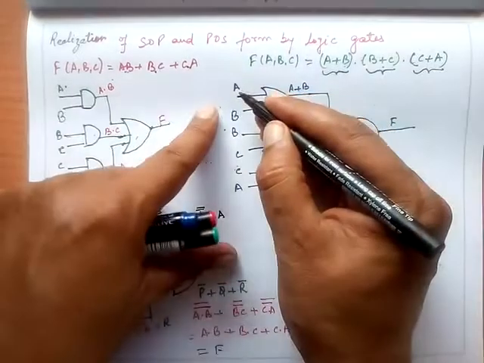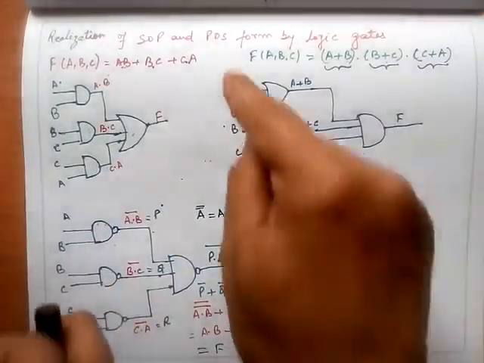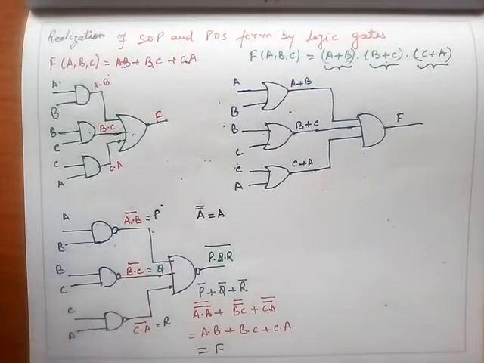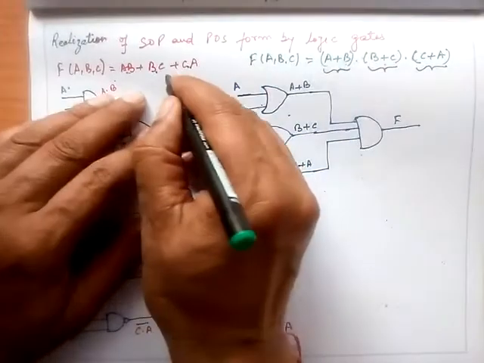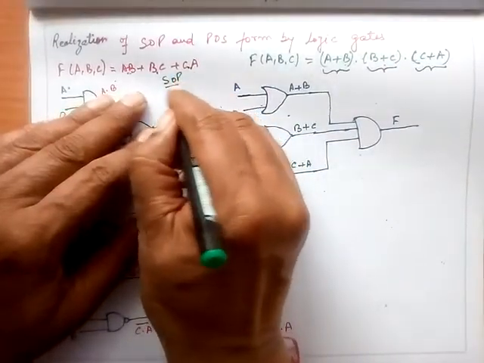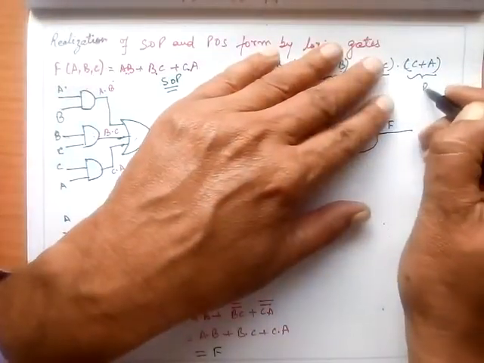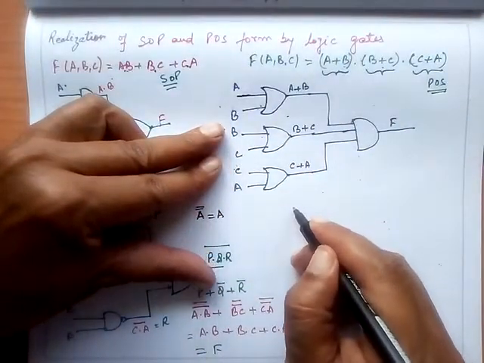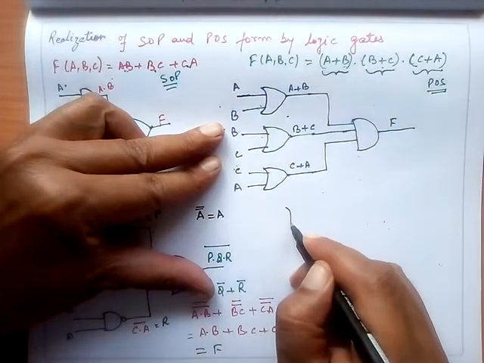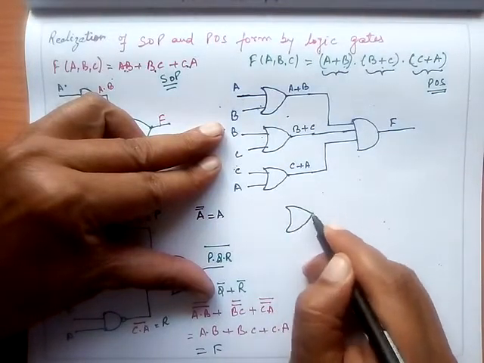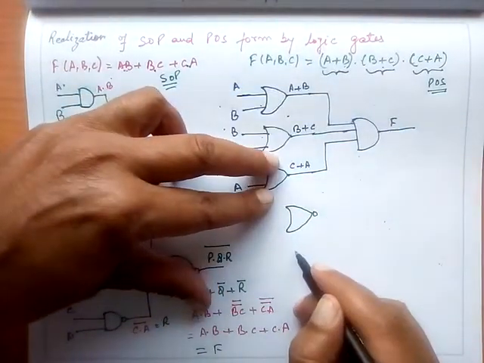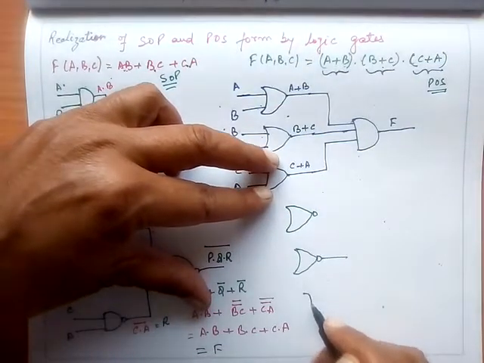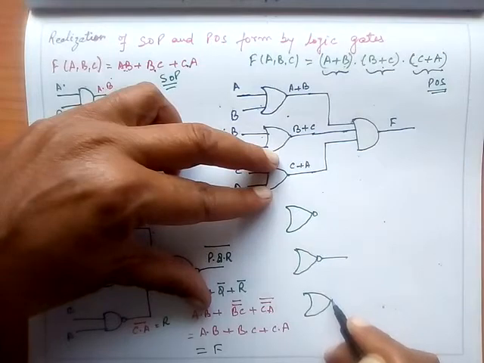Now coming to this problem again. Same here, but in spite of all these gates, it is a POS form. This form was SOP; this is POS form. Now look at this POS form. I am replacing all these gates by NOR gates. In spite of this gate, it is a NOR gate; in spite of this gate, it is a NOR gate; and in spite of this gate also, it is a NOR gate here.